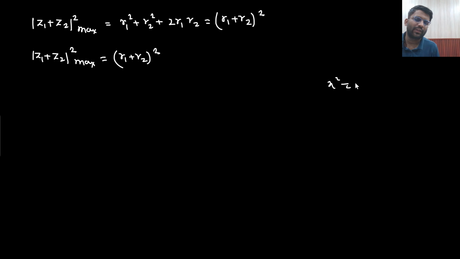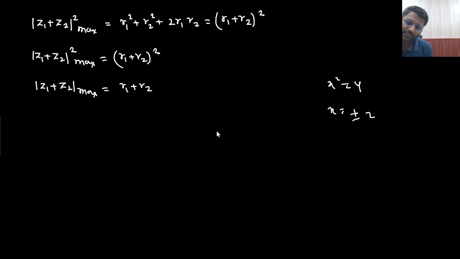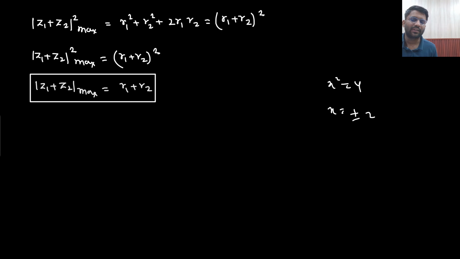Look, if I say x square equals 4, then what will be your answer? x equals plus minus 2. But here what I am writing is that z1 plus z2 maximum will be equal to r1 plus r2 only. Why is that so? Why am I not putting the negative sign? Because this value will be positive, no? You are talking about the magnitude. Everything is positive here, right? So the maximum value is coming out to be r1 plus r2.